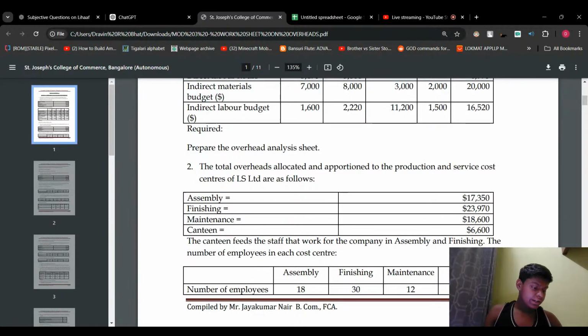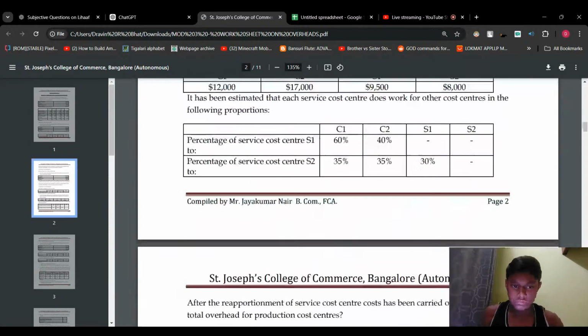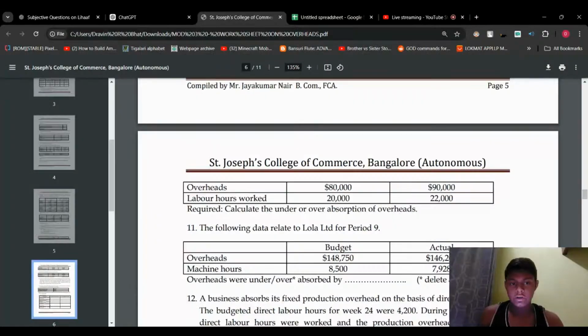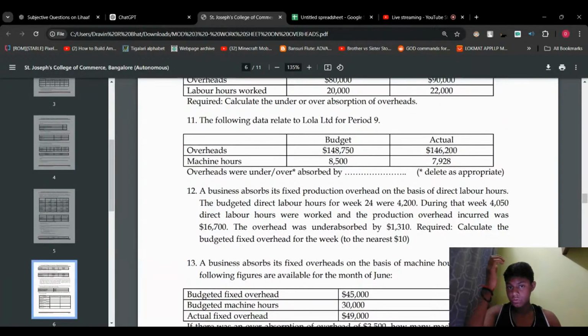So let me go for a slightly more complex one, which is question 11. The following data relates to Lola Limited for the period. Budgeted overheads are 1,48,750 and actual overhead is 1,46,200. Budgeted machine hours were 8,500 and actual hours were 7,928. How to find whether they were over absorbed or under absorbed? There is a method in which you do it.